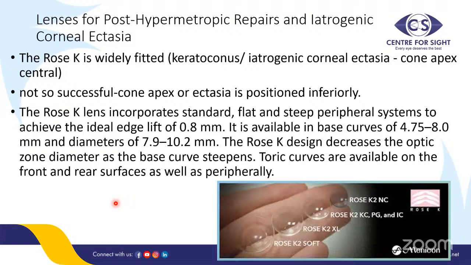They are very successful for those patients where the cone apex is central. However, if the cone apex is not central, they do not perform very well. And the Rose K lens incorporates a flat and steep peripheral system and an ideal edge lift of 0.8 mm, and they're available in various base curves and diameters. A large diameter is generally preferred for moderate cases, and even toric varieties are available.